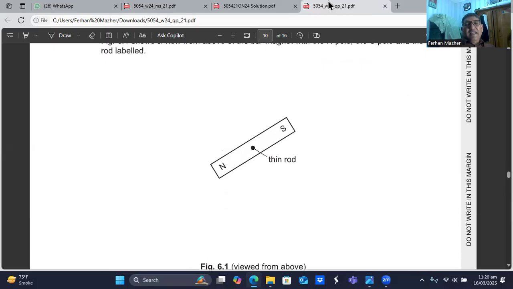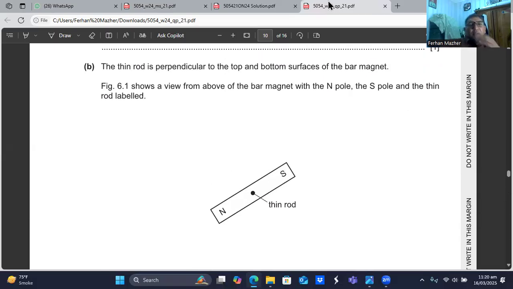So this thin rod is like a pivot, okay? The thin rod is perpendicular to the top and the bottom surface of the bar magnet. Figure 6.1 shows a view from above. It's like this. This is a thin rod. Here is the bar magnet, so it's able to rotate freely. So it's like the pointer of a compass.